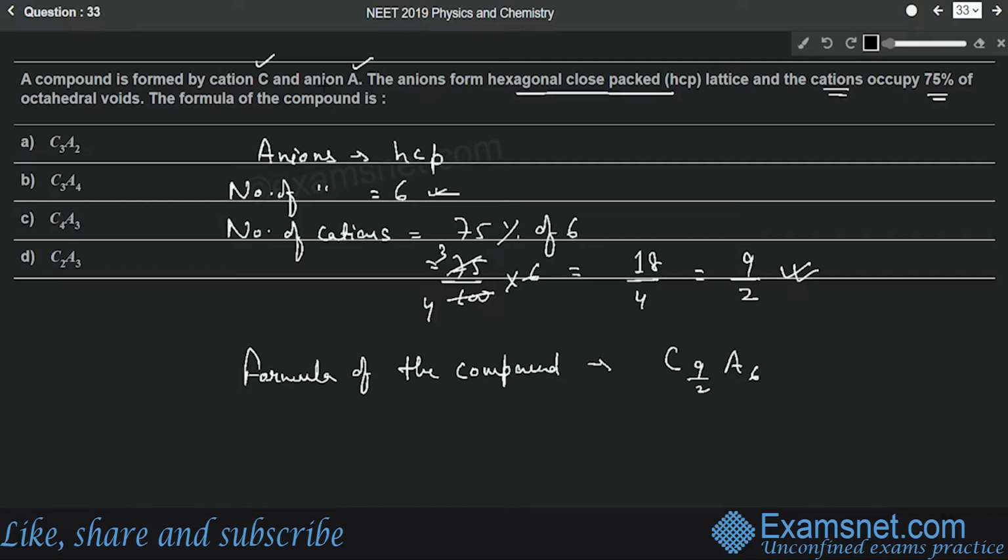Now we can simplify it. If we multiply the number of cations and anions both by 2, then we'll get C9 and A12. Also we can simplify it. 3 into 3 is 9, 3 into 4 is 12. So C3A4. Okay, so this will be the simplified formula of the compound. That means option number B will be the correct answer.